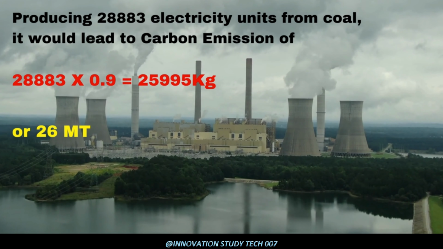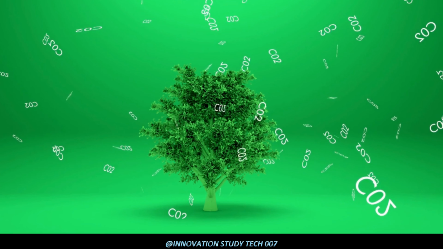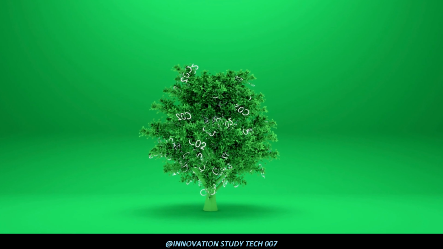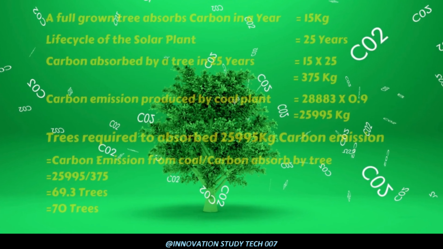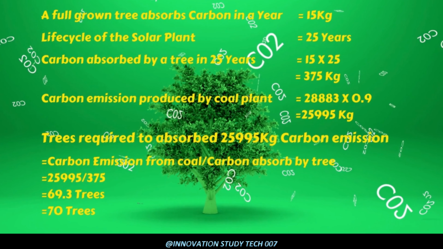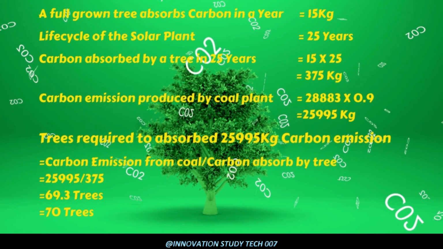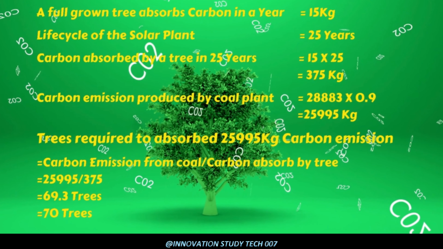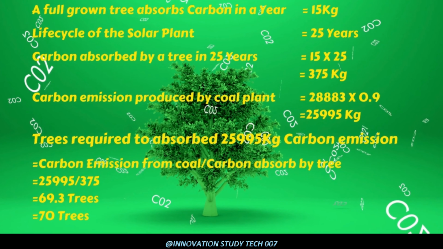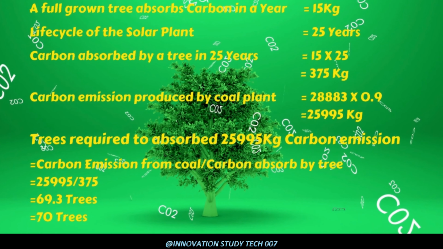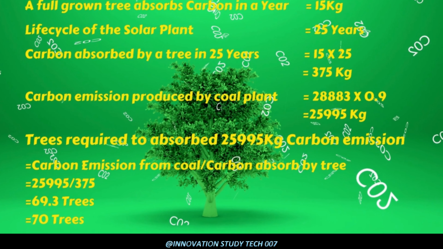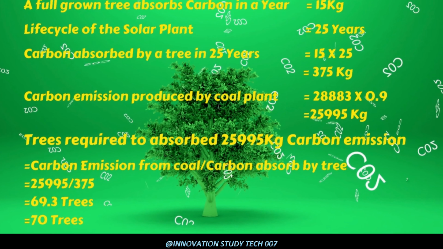Now let us see how much CO2 is absorbed by a tree in a year. A full grown tree generally absorbs 15 kg of carbon in a year, and in a span of 25 years, it will absorb 375 kg of carbon. We have taken 25 years here since we are comparing it with the solar. Therefore, the life cycle of the solar, which is 25 years, is taken here for the calculations.